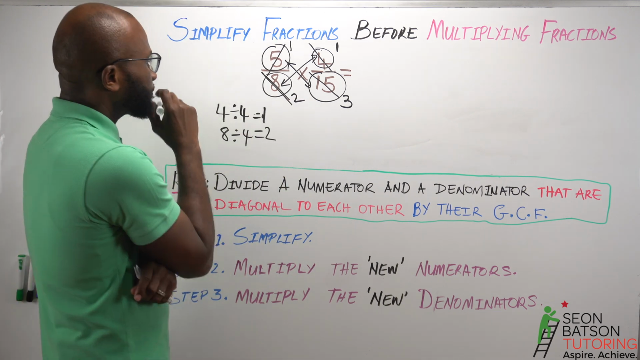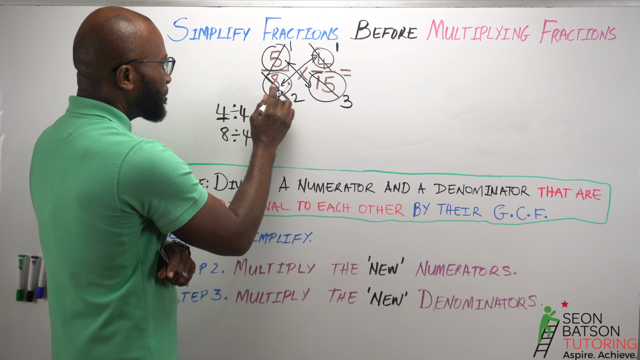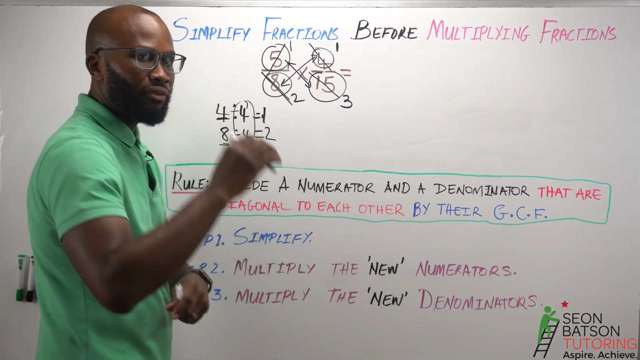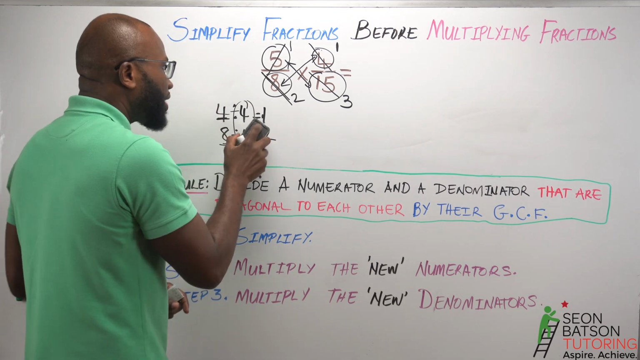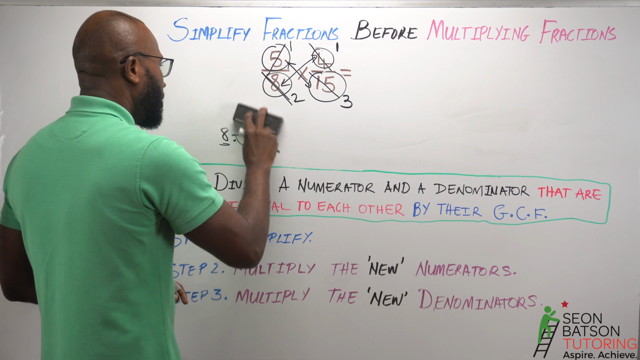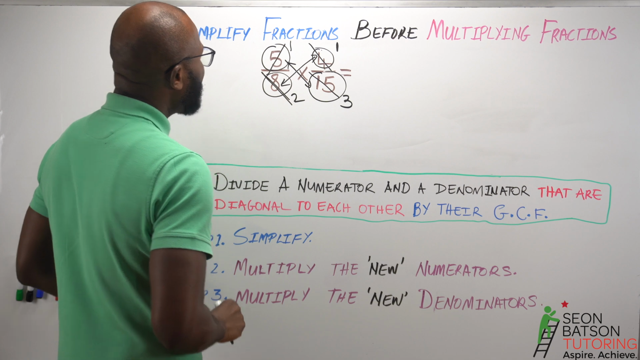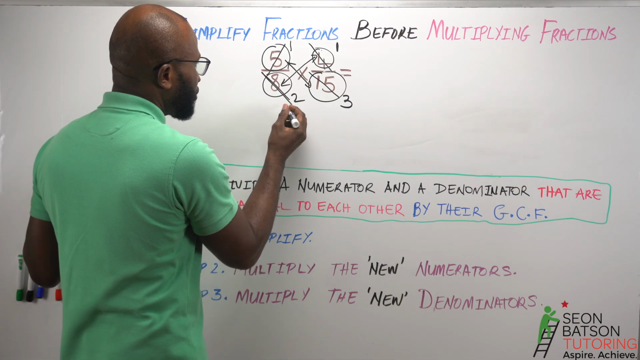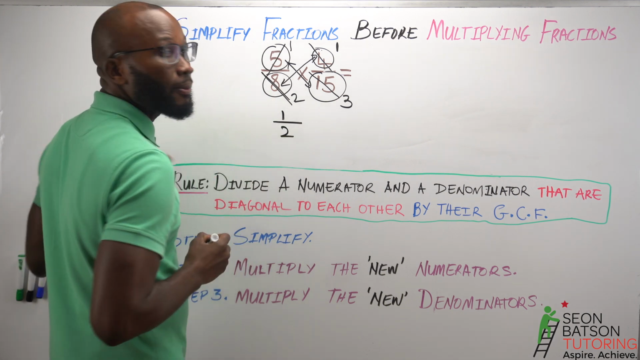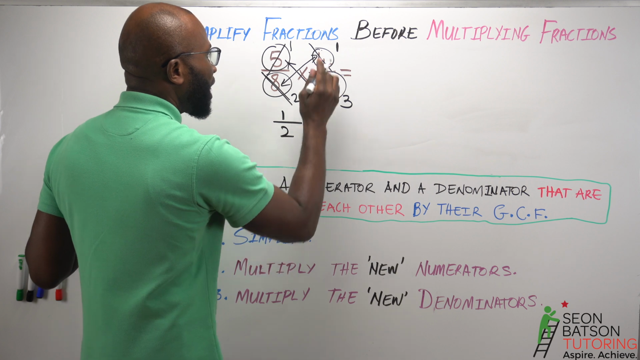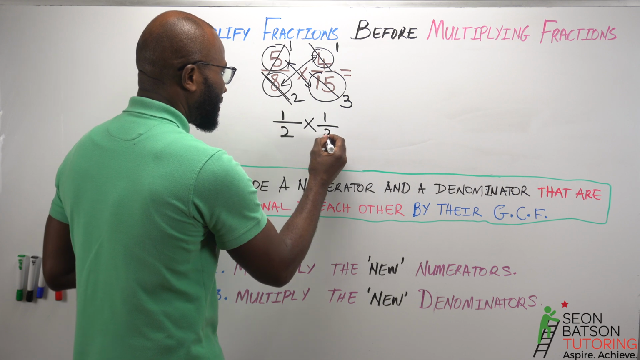Again, note, I divided the numerator 4 and the denominator 8 by 4. I divided both of them by the same number. And that number is the greatest common factor for 4 and 8. All right. Now, let's see what we are left with after simplifying. After simplifying, our 5 shrunk down to a 1, and the 8 shrunk down to a 2. Our 4 shrunk down to a 1, and the 15 shrunk down to a 3.